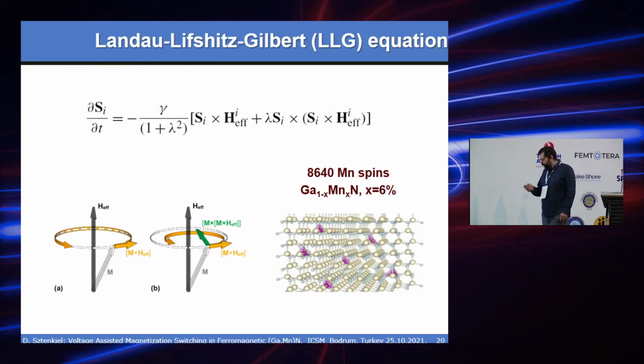To explain the experimental data, we simulated magnetic properties of our system. We use atomistic spin model simulations. This is our simulation box. We have a gallium nitride host crystal structure with 6% randomly distributed manganese ions, exactly as in the experiment. Our simulation box has about 10,000 interacting manganese spins, and we use the stochastic Landau-Lifshitz-Gilbert equation to simulate the precession of each spin.